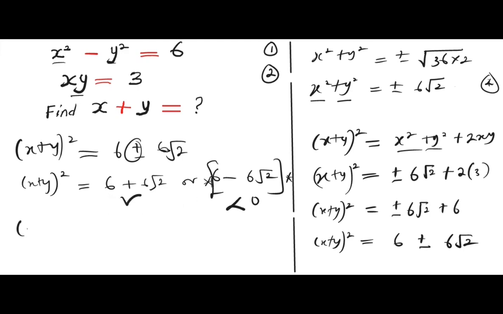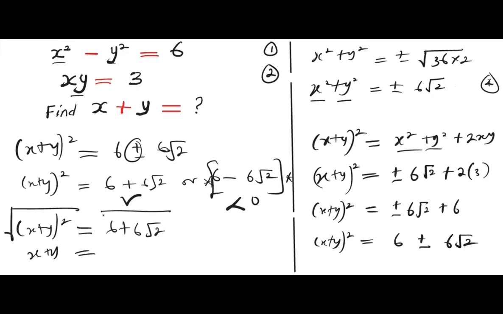Okay, so we are going to concentrate on this. Now x plus y all squared equals 6 plus 6 root 2. So x plus y on its own will be taking the square root of this. The square root here will cancel the square here, so you have x plus y to be the square root of 6 plus 6 root 2. Okay, and this is the final answer.